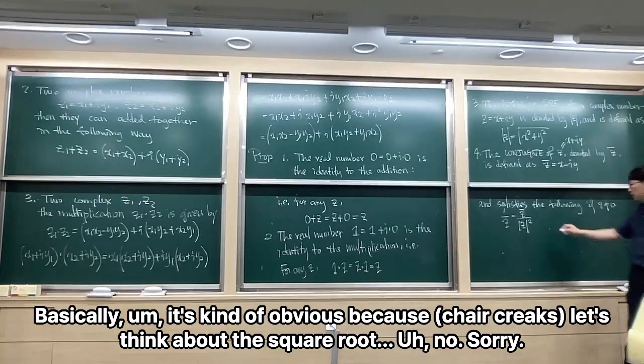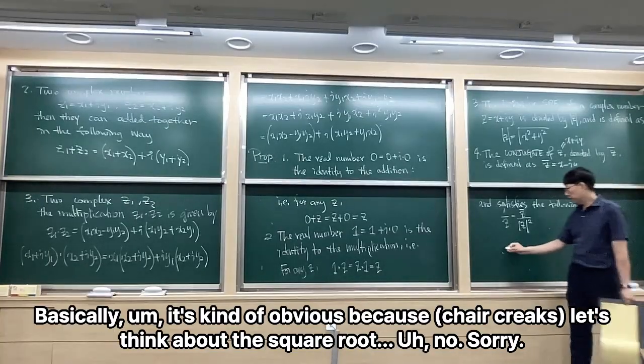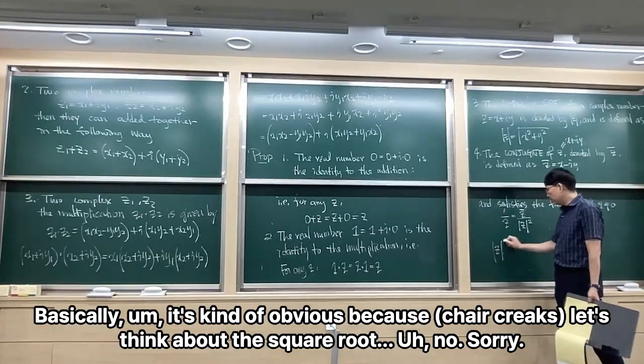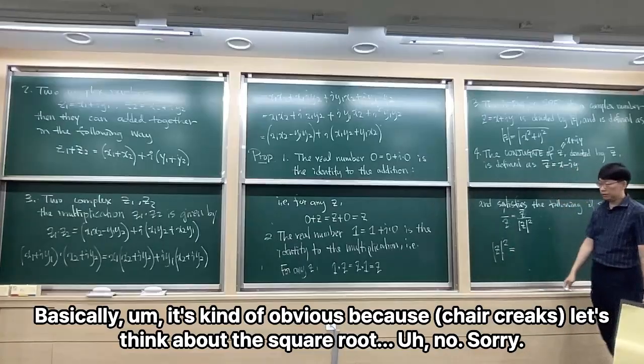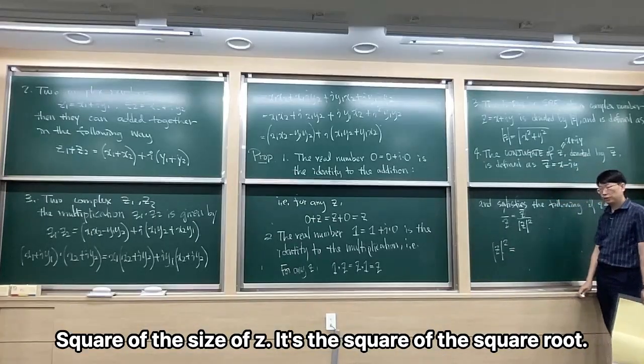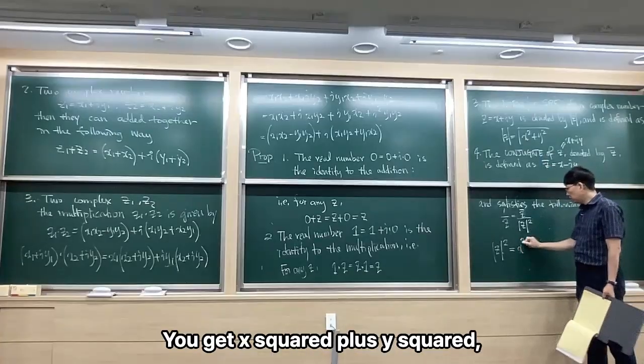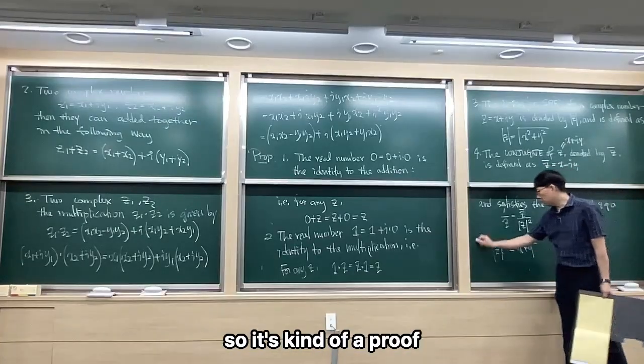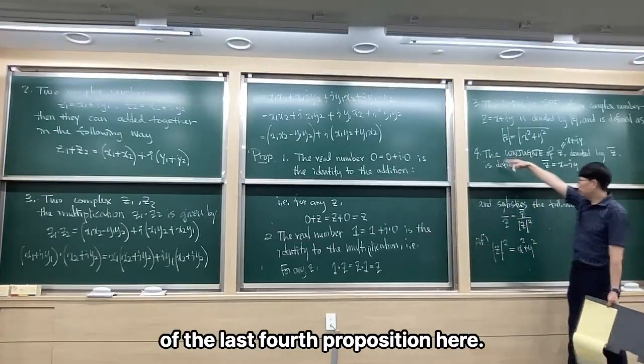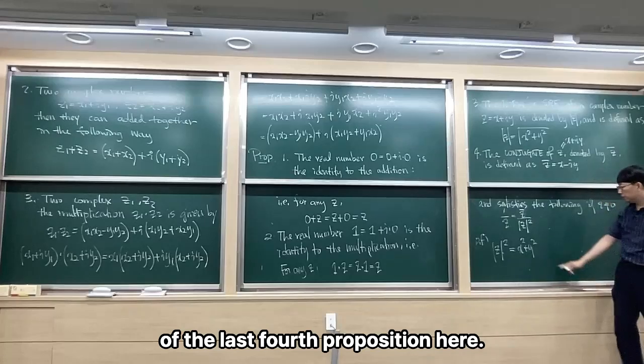Basically, it's kind of obvious because let's think about the square root. The square of the size of z is the square of the square root. You get x squared plus y squared. So it's kind of a proof of the last, fourth proposition here.